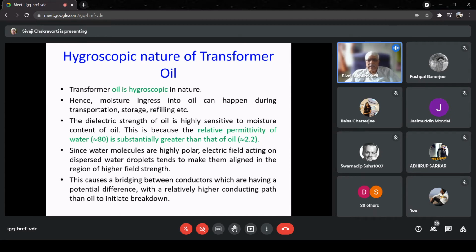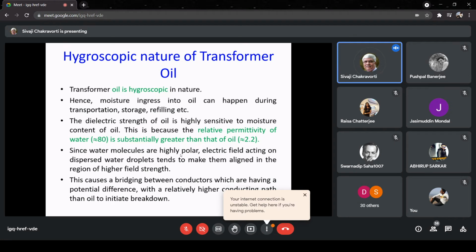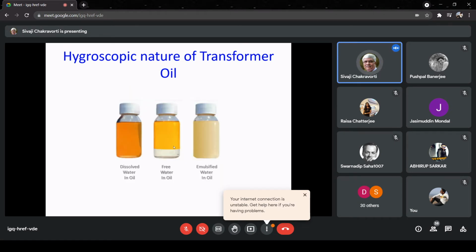So, moisture is typically present in transformer oil, and over the years, it increases. Now, these water molecules are highly polar, and when an electric field acts on them, they get aligned towards the region of higher field strength. That's a very bad case because, first of all, we don't want water in insulation, and secondly, due to the effect of the field, the moisture droplets go towards the higher field strength. So that will definitely cause a breakdown.